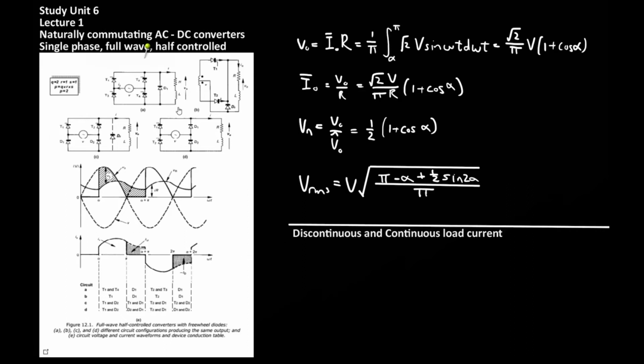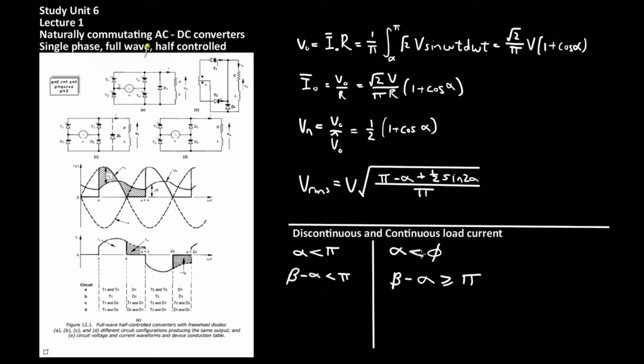So all the circuits shown here have 2 operating modes with respect to the output current, and that is whether the output current is discontinuous or continuous in the load. For the case of discontinuous current, the delay angle alpha is less than pi, and beta minus alpha is also less than pi.